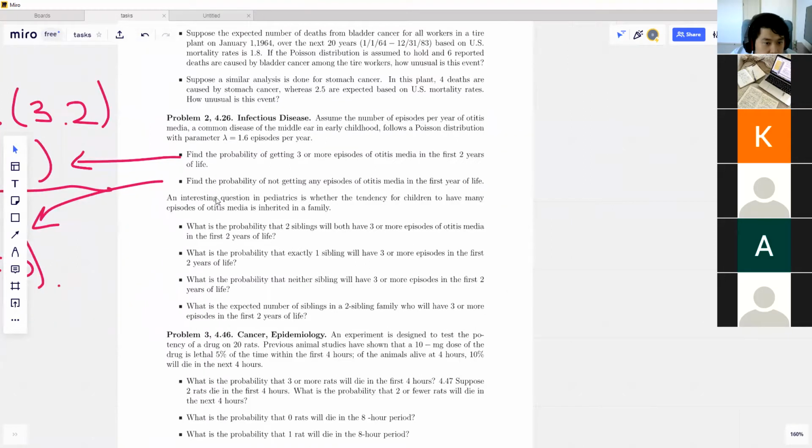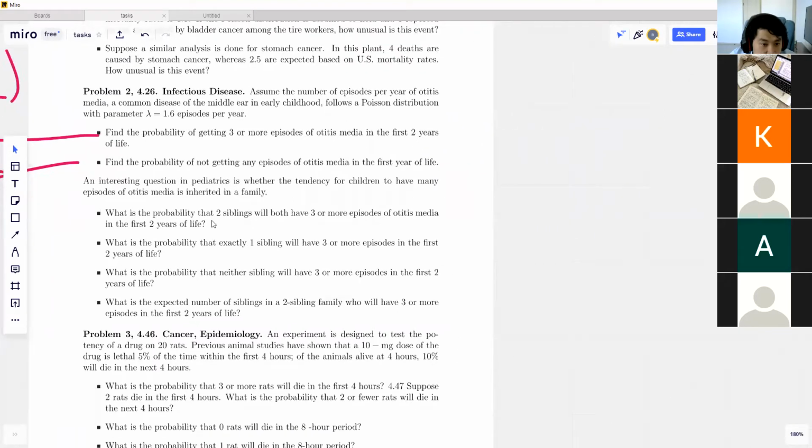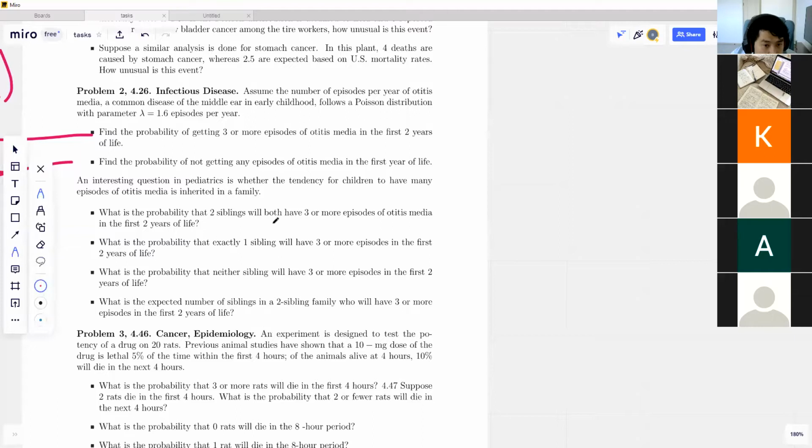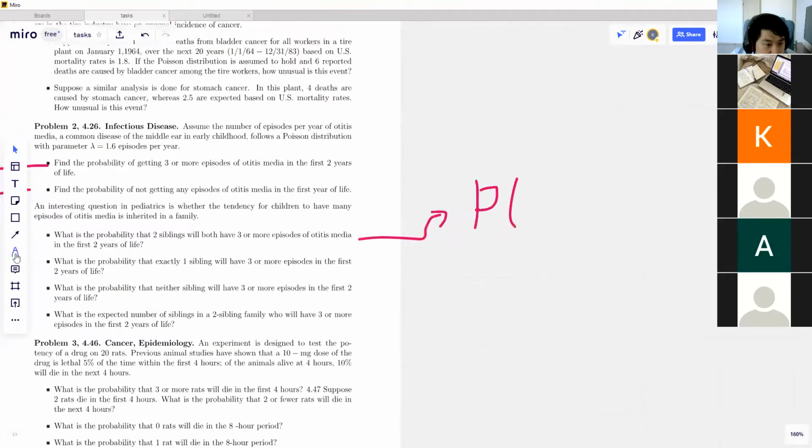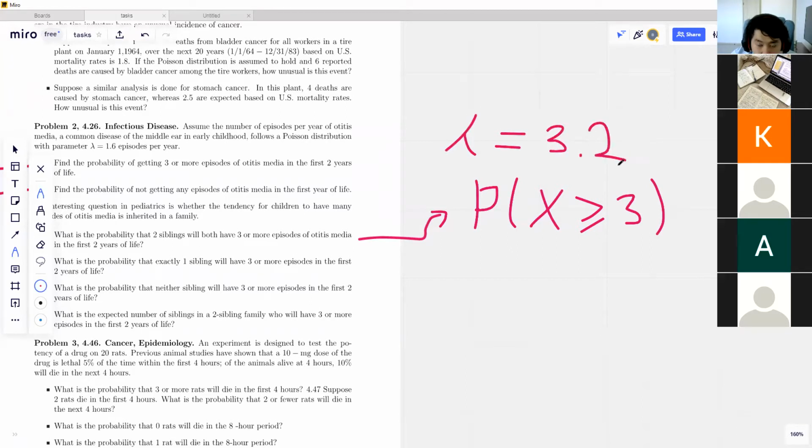All right, next question. An interesting question in pediatrics is whether the tendency of children to have many episodes of otitis media is inherited in family. What is the probability that 2 siblings will both have 3 or more episodes of otitis media in the first year of life? So let's start by calculating probability that one of the kids will have otitis media. So let's find probability X is greater or equal than 3. First 2 years of life, so lambda is equal to 3.2.